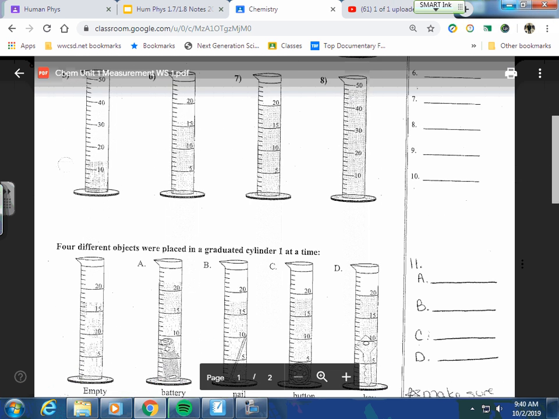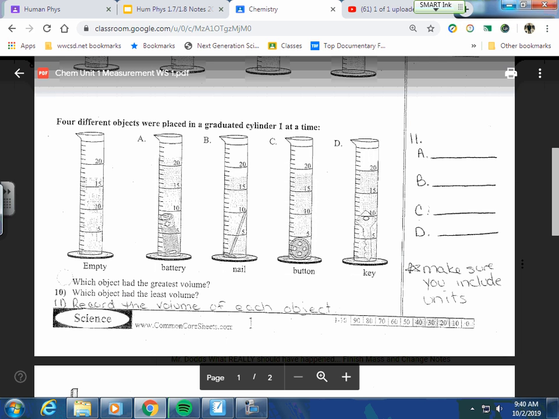What happened? These? Oh, there is. Oh, I got confused. I told students to skip that yesterday. Maybe they just answered that there. Which object had the greatest volume? Which object had the least volume? Good work.